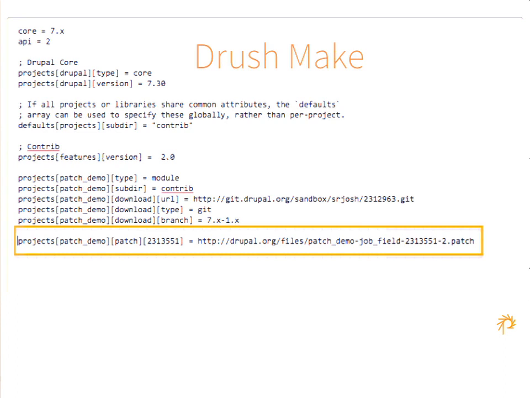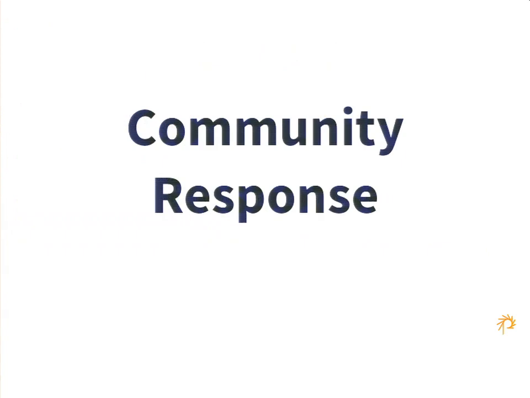Now, you're working with someone else's code. You're working with someone else's module. That's kind of the definition of working in the contrib space. When you put a node in the issue queue out there, when you put an issue out there and you say, hey, this is broken. I tried to fix it. Here's my fix.